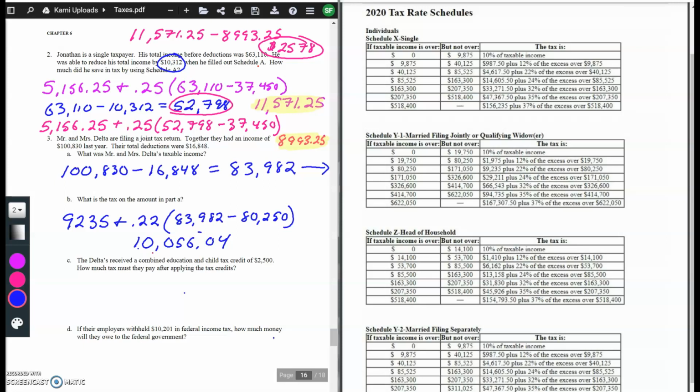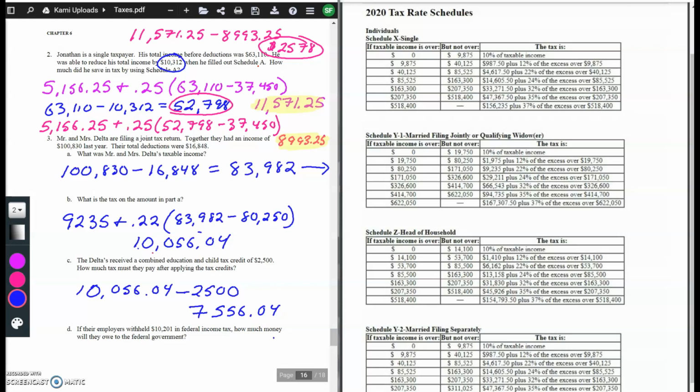Okay, Part C says the Deltas received a combined education credit and tax credit of $2,500. How much tax must they pay after applying this tax credit? Well, you take the tax from Part B, $10,056.04, and remember a tax credit comes right off your tax. So minus $2,500 gives you a total tax now of $7,556.04.